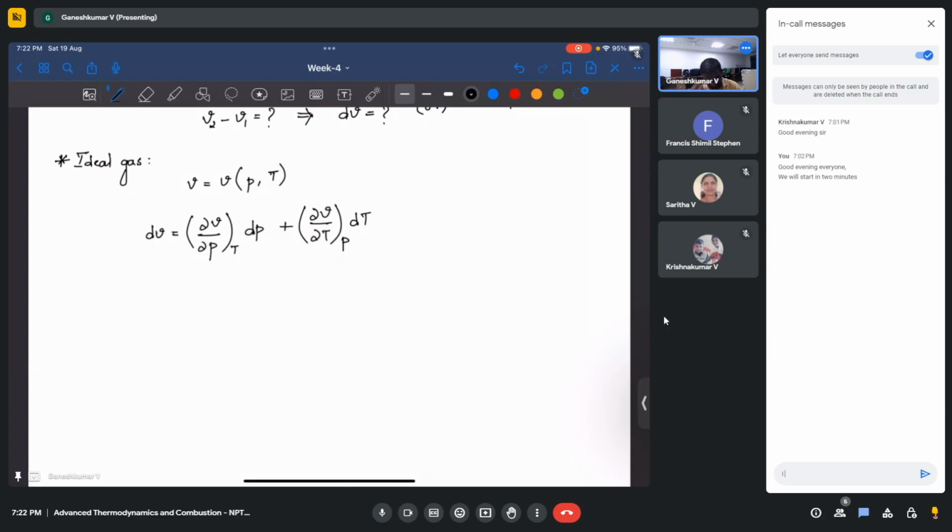Now we calculate ∂v/∂P and ∂v/∂T. So we know it's an ideal gas, so we can write PV is equal to RT, right? This is the ideal gas equation of state. So if we write V is equal to RT by P, it should be straightforward to find ∂V/∂P and ∂V/∂T. So ∂V/∂T at constant P is going to be just R by P, right?